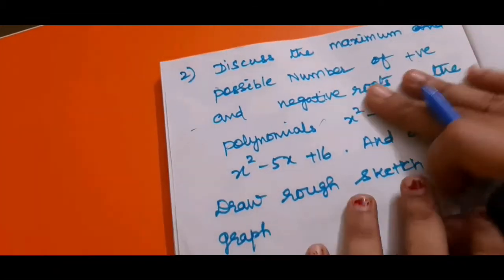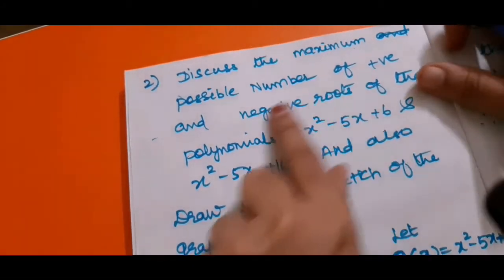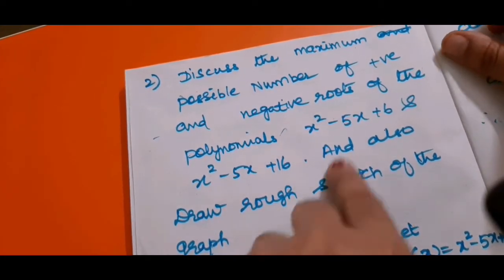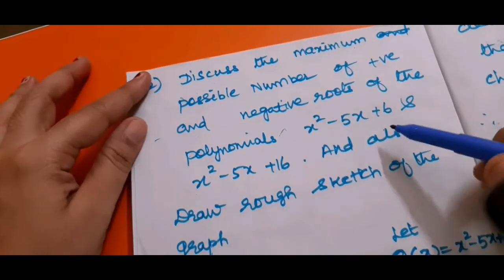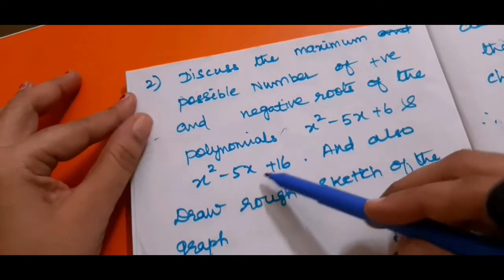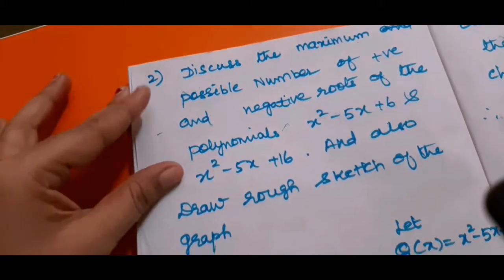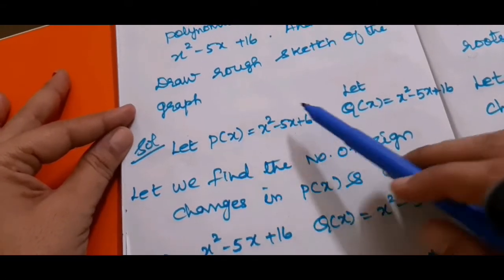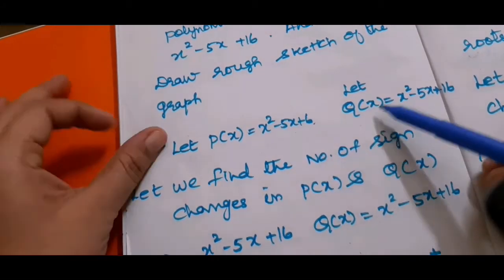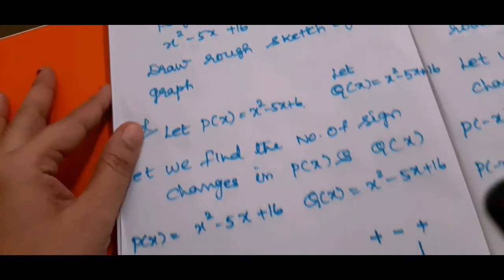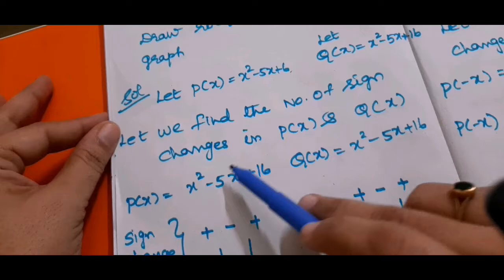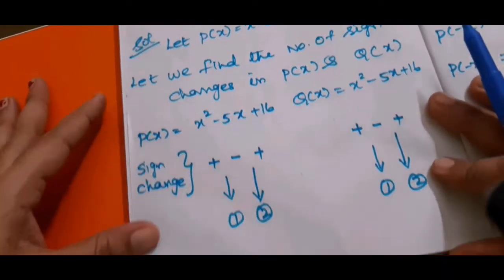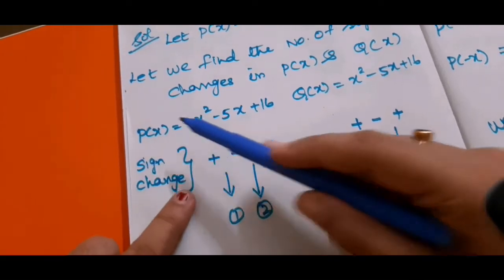Now the second question is, discuss the maximum possible number of positive and negative real roots of the polynomials x square minus 5x plus 6 and x square minus 5x plus 16, and also draw a rough sketch of the graph. So I am going to take P of x equal to the first polynomial and Q of x equal to the second polynomial. So I want to find out the number of sign changes in P of x as well as Q of x.